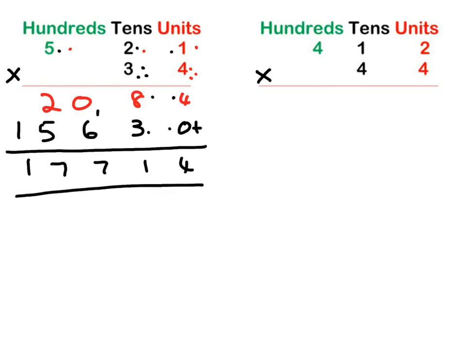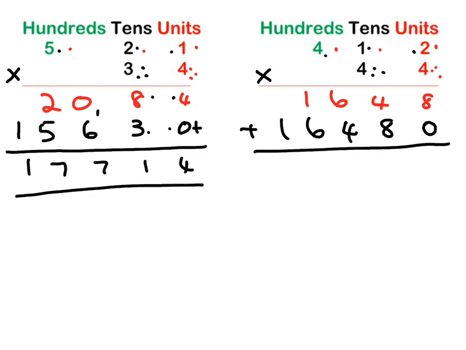Okay, next one. 2 times 4 is 8. 4 times 1 is 4. 4 times 4 is 16. Okay, now on to our tens. We first write our 0 down. 4 times 2 is 8. 4 times 1 is 4. And 4 times 4 is 16. Now we're going to add up. 8, 12, 11, 8, and 1.